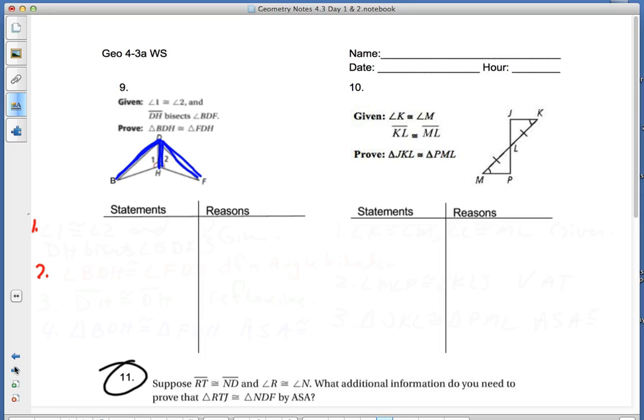Not because that DH is an angle bisector, it's just reflexive because it's a segment or a side in both triangles we're working with. So I'm looking at my given, reflexive, definition of angle bisector, angle, side, angle to finish this out. And the angles I'm talking about, this angle and this angle because of definition of angle bisector, this angle and this angle because they're given, and then this segment because it's reflexive. So those are my steps that I'm working on this.